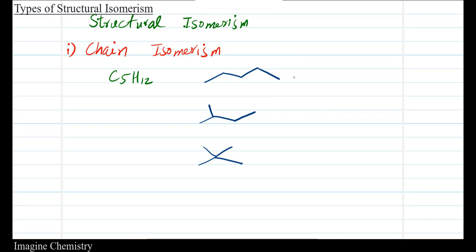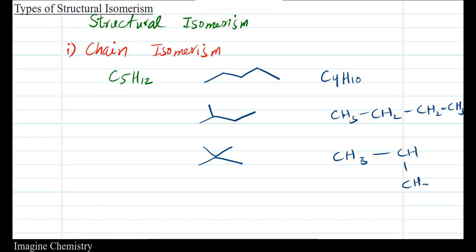So another example which we can also discuss is for butane, which will be C4H10. So it can be n-butane, or it can be isobutane, right? So there are two examples of chain isomerism. So in chain isomerism, there is a difference in the carbon skeleton of compounds.